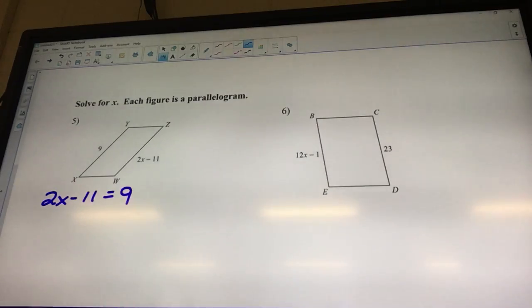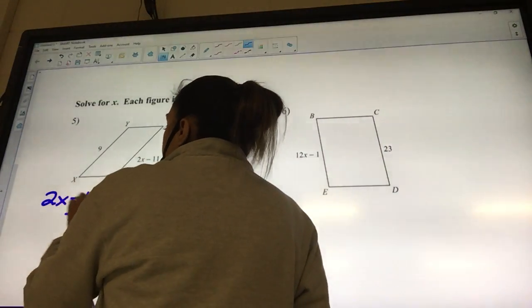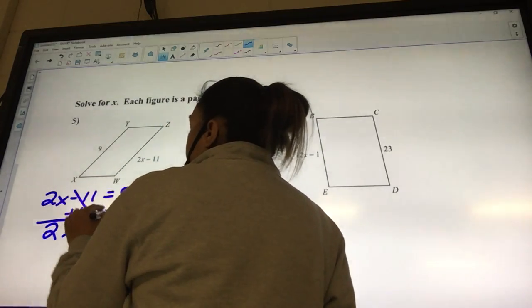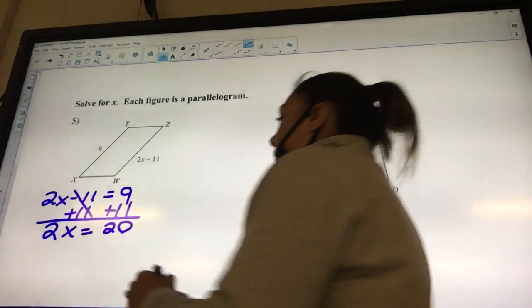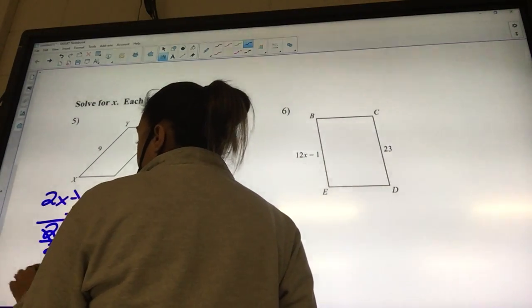Okay, and how do we solve that? Plus 11 on both sides. We got 2x equals 9 plus 11 is 20. And then we divide. X equals 10. Good.